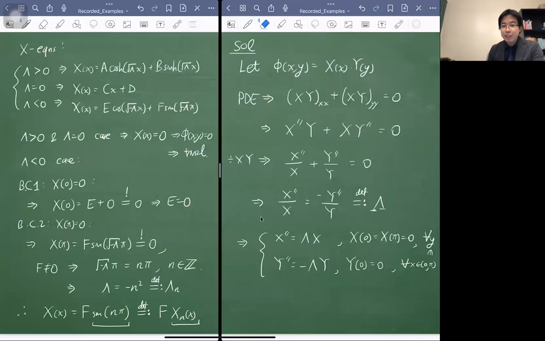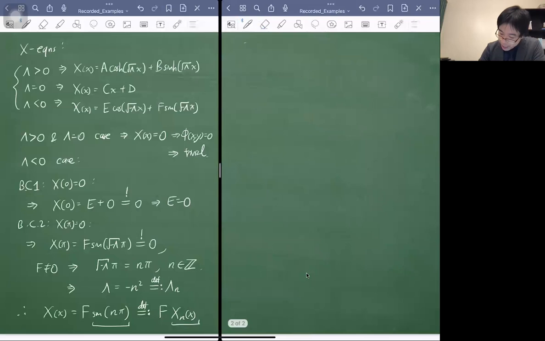Now we apply two boundary conditions. We can now proceed to solve the y equation. Okay, so the y equation, this is technically singular. The y equation is y double dash plus this, which means we have already solved for the lambda. The lambdas are n squared, right? So we already have this value for lambda, and we know it's positive. So there's no cases, unlike the x equations.